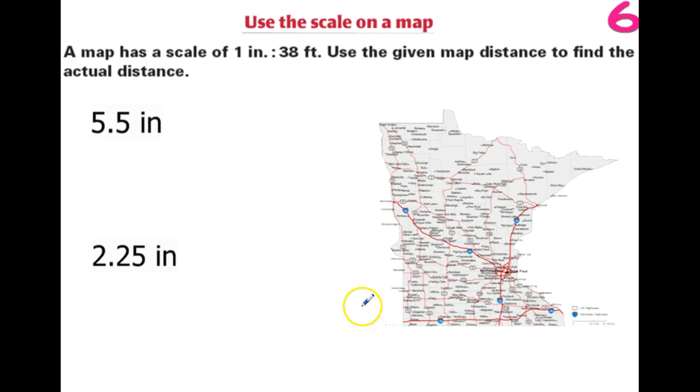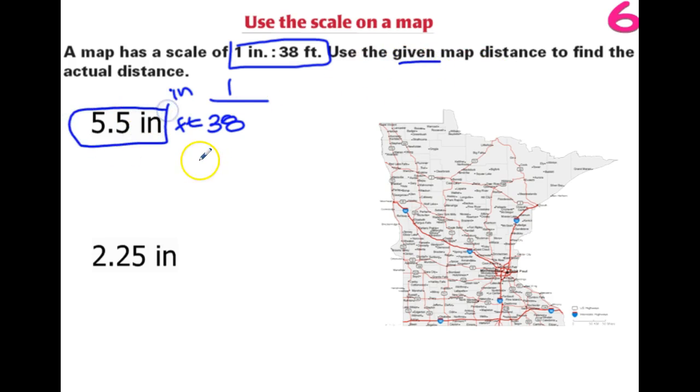Our last type of problem that you need to know how to do using a ratio is the scale on a map. A map has a scale of 1 inch to 38 feet, so I can write that as 1 over 38. This is inches on the top and feet on the bottom. It says use the given map distance, so they're telling you on the map we have 5.5 inches. We need to find the actual distance. So if inches are on the top, 5.5. We need to find x on the bottom.